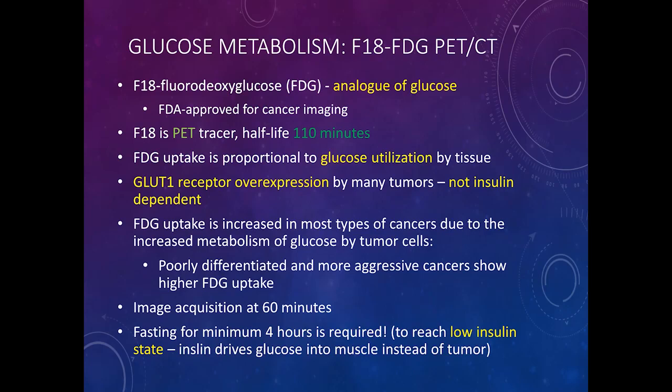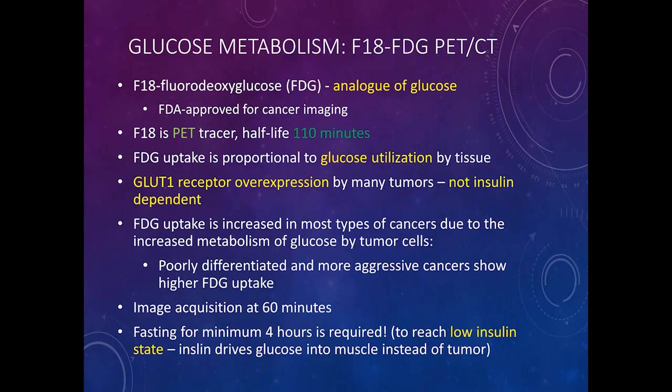So if you have a patient imaged in a low insulin state, then only the cells that have the GLUT1 receptor will be able to pick up FDG. So that's why we have fasting patients. We administer FDG and we see uptake in the tumors and in a very small number of other organs, physiologic uptake.